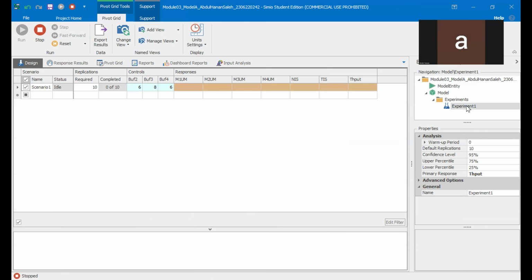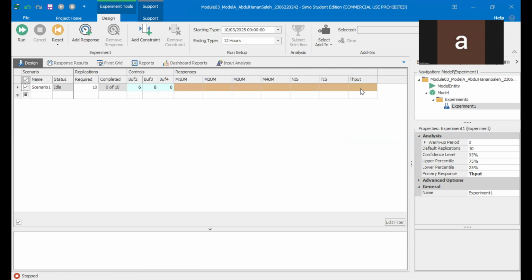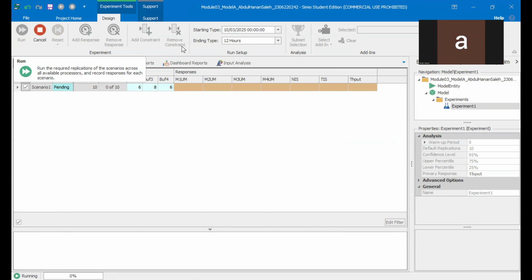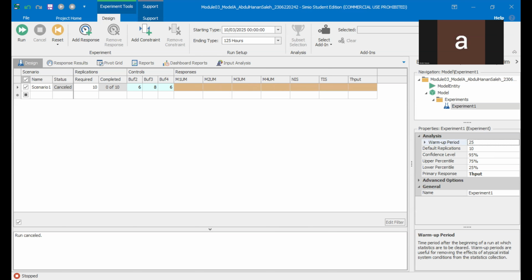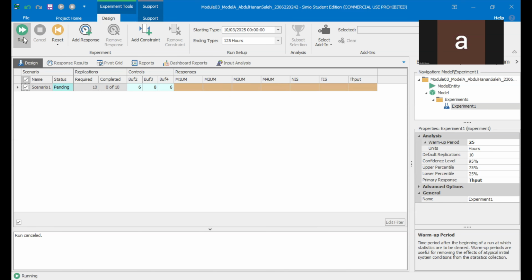Now we will try an experiment, so we see its throughput. Let's run this experiment. Let's modify this. We will run it for 125 hours, and the warm-up period will be 25 hours. Run this again with updated settings.